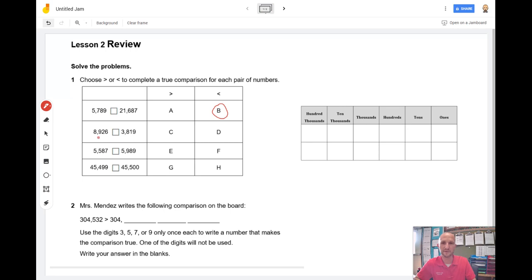The next one, I have two 4-digit numbers. I have 8,926 compared to 3,819. So I'll look in the highest place value, both in the thousands. 8 would be greater than a 3, so it is greater than.